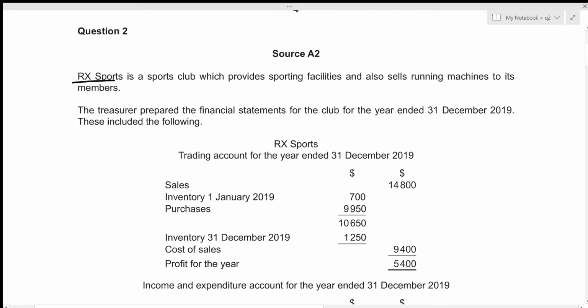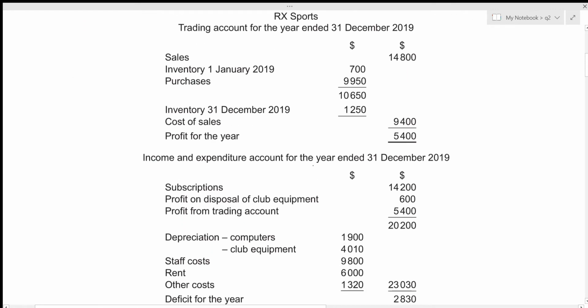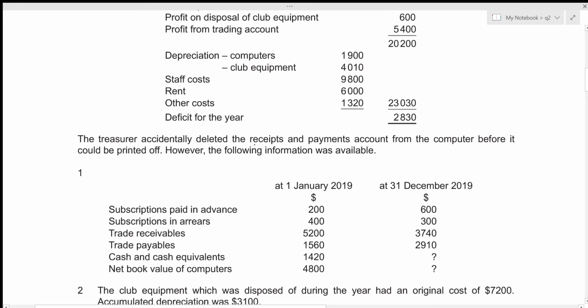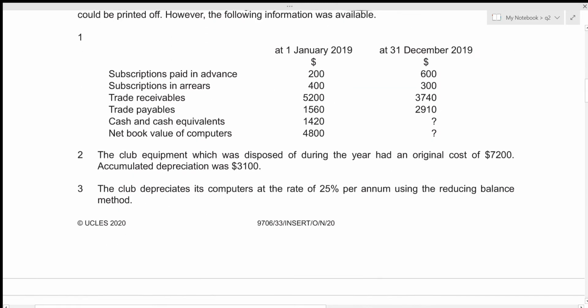RX Sports is a sports club which provides sporting facilities and also sells running machines to its members. The treasurer prepared the financial statements for the club for the year ended 31st December 2019. And these included the following. So we're given the trading account for the year ended 31st December 2019, as well as the income and expenditure account for the year ended 31st December 2019. And the treasurer accidentally deleted the receipts and payments account from the computer before it could be printed off. However, the following information was available.